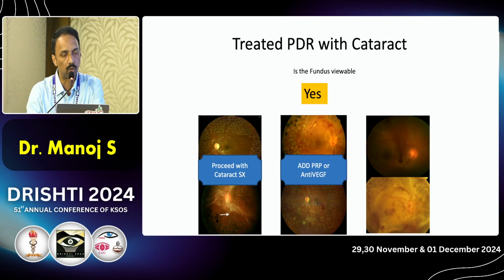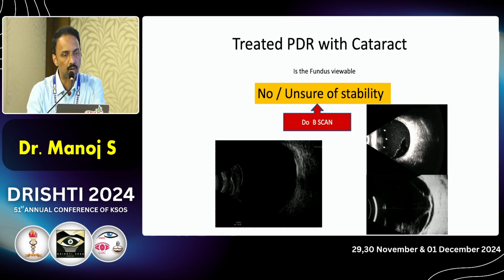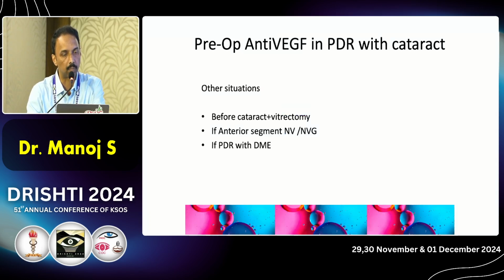You need to add PRP or give an anti-VEGF. And obvious vitreous hemorrhage and macular TRDs need combined surgeries. Now, if you're unsure because the clinical examination is not clear due to the cataract, you should do a B scan. If the B scan is normal, proceed to the cataract surgery. And if it is abnormal, with vitreous hemorrhage or TRD, you definitely need a combined surgery.